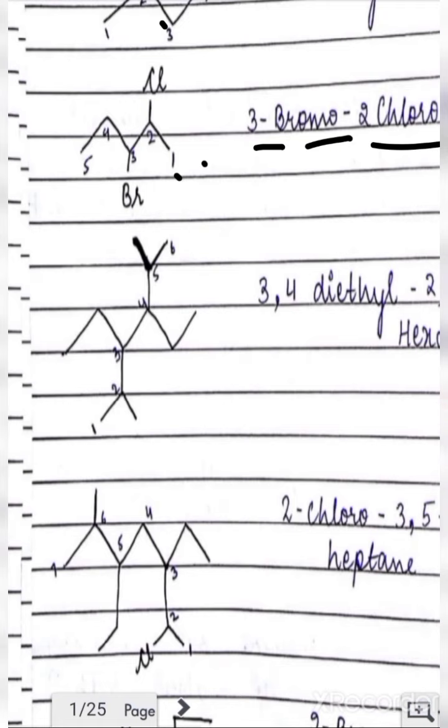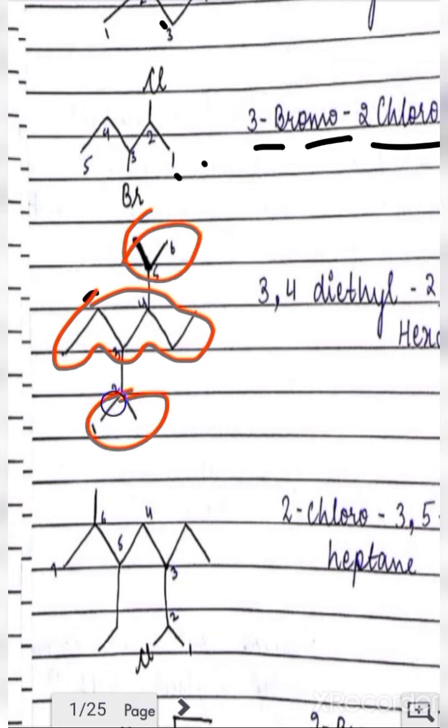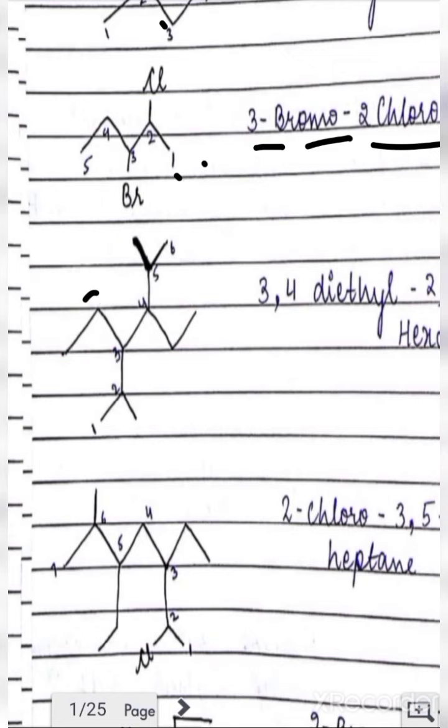Now in our next example, the parent chain could be this, or it could be this. Both are of 6 carbons. So for selecting the parent carbon chain, we have to look into the number of substituents. This chain has 4 substituents, while this one has only 2 substituents, that is this and this. So our parent carbon chain will be this one.